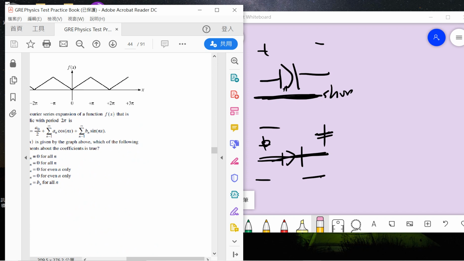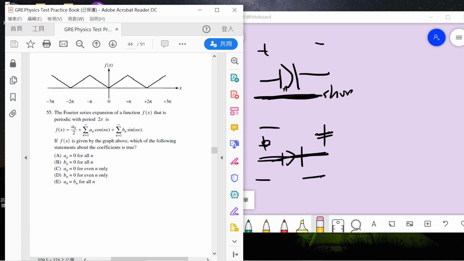55 is simple. I think the answer is obvious since it's an even function, so the coefficient before the sine of nx should be 0. So the answer is B.